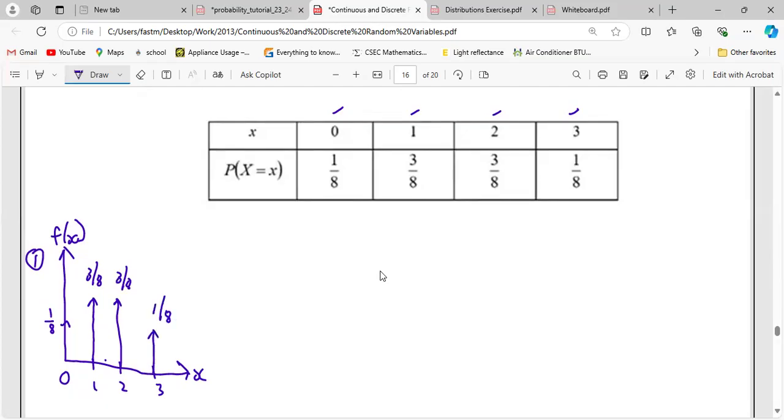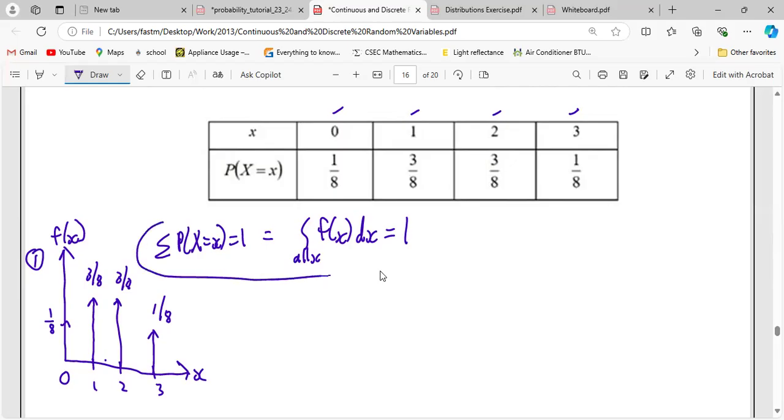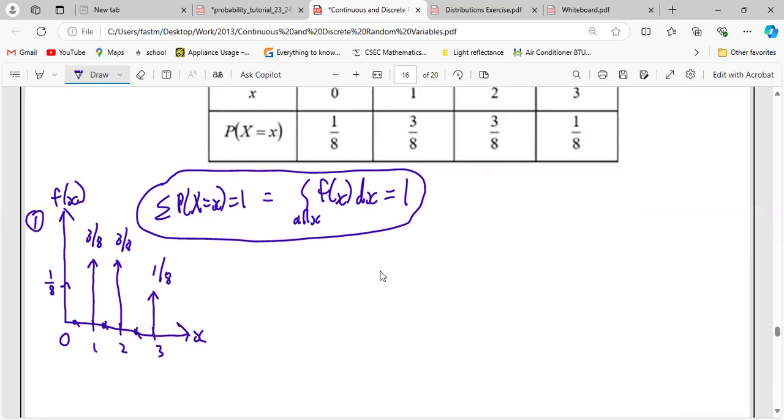And that's it. Just like before, the sum of the probabilities of x is equal to 1, which is the same as the integral over all x of f(x) dx equal to 1. Total area is 1. The sum of each discrete probability is 1. Same concept. It's just that for continuous you're dealing with area. For discrete, you're dealing with vertical dashes or spikes, if you want to call it that. They have nothing in between. Zero. It doesn't exist. So this is your PDF.